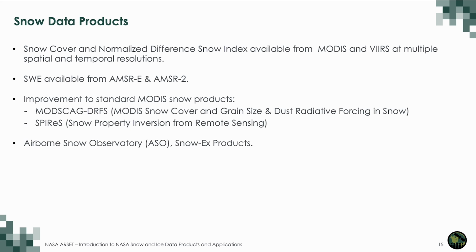We talked about snow data products, so snow cover and normalized difference snow index available from MODIS and VIIRS at multiple spatial and temporal resolutions. We talked about snow water equivalent available from AMSR-E and AMSR2, and improvement to standard MODIS snow products by using MODSCAG, TRFS, and SPIRES. We saw that also. And then we talked about airborne data from Airborne Snow Observatory and SnowEx products.